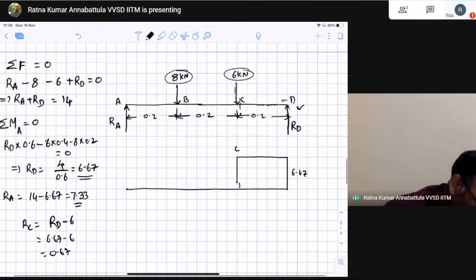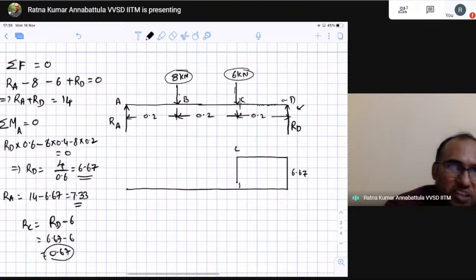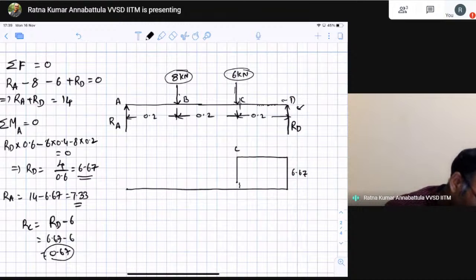Now at point C, you have effectively experienced what shear stress? 0.67 kilonewtons. Now, if you move to the left, it will be exactly the same. Up to a little bit right of B, you will experience the same shear force because there is no other force acting in between. So up to point B, it will be the same.